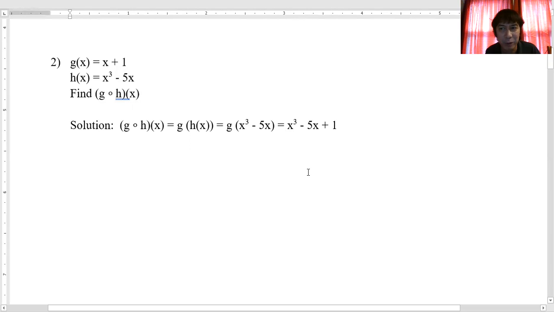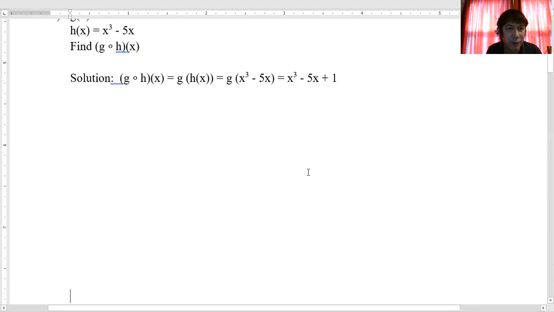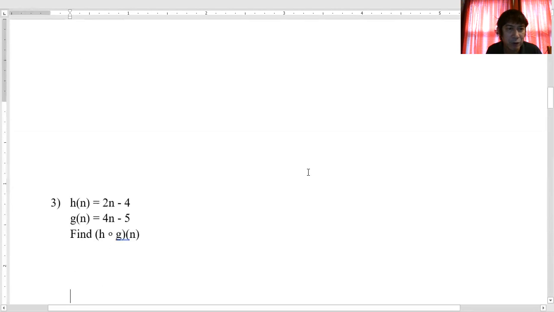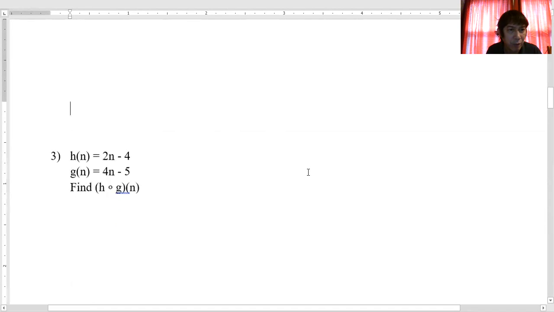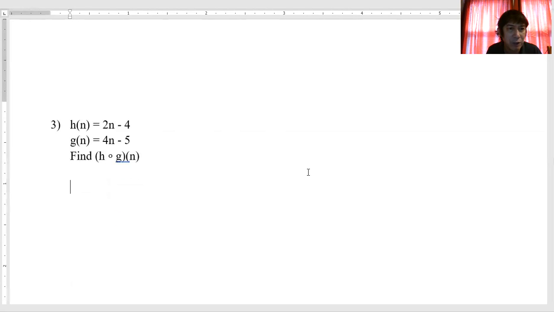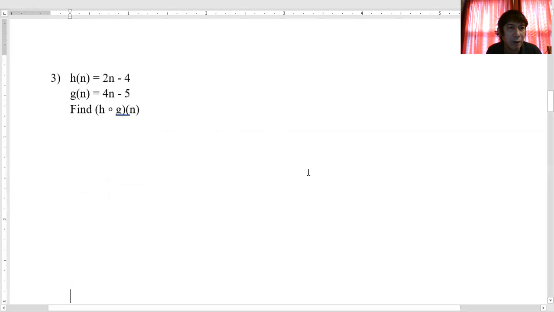All right, I hope you were able to see that kind of procedure. Let's have another example. All right, the third. It's way down here. Let me raise it up. Okay, here is number 3. We have here the h function equal to 2n minus 4. We have the g function, which is equal to 4n minus 5. Find h of g on the variable n, okay?